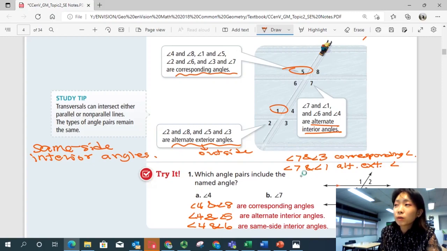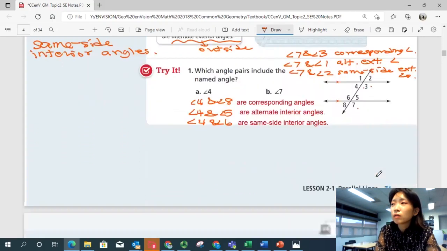And what about same side angles? Same side would be 7, same side exterior. 7 and 2 would be same side exterior, but you don't have to write that for exterior angles. Or let's just write it, okay? 7 and 2 would be same side exterior angles. And 7 and 5 could be a linear pair. 3 and 2 could be a linear pair, and so on.